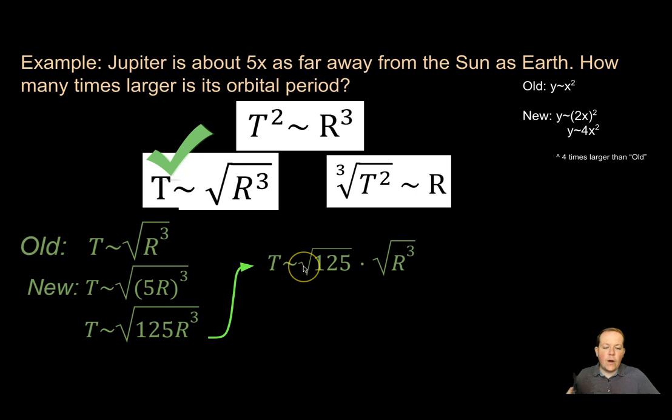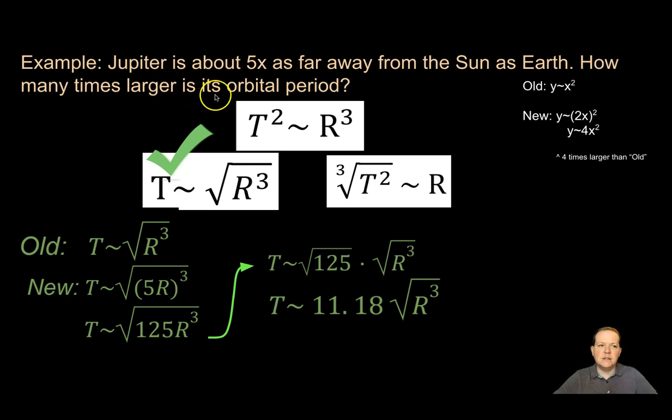What is the square root of 125? I don't know that off the top of my head, but I could plug it into my calculator. This is just a number. So I plug that into my calculator, and when I do that, I get 11.18. The square root of 125 is 11.18. Now we're basically done. Let's see how I can answer this question.